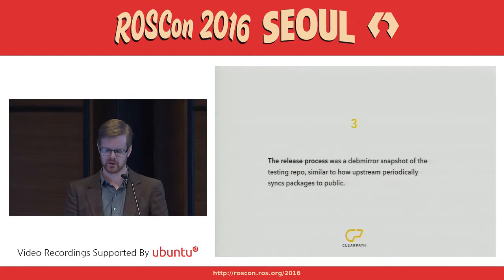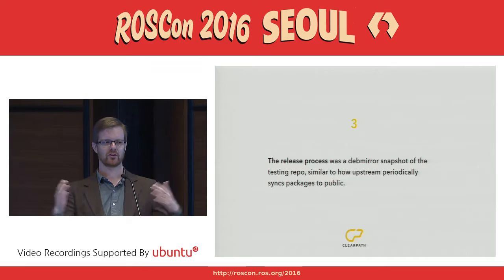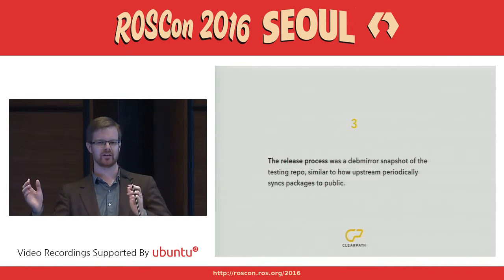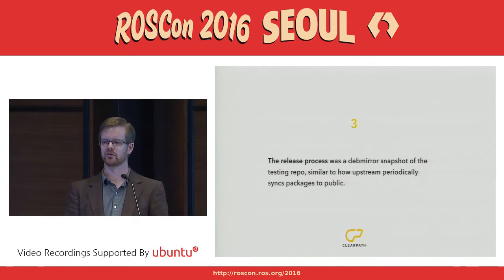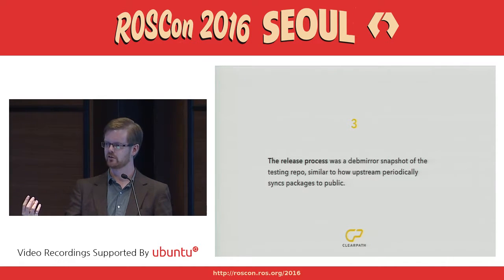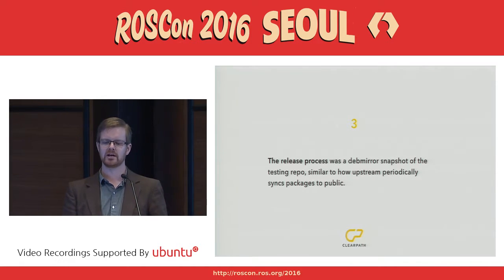So coupled repos. Our release process was basically, okay, here's the current state of testing, and we're going to snapshot it, and that's our 2.0 release or whatever, which is very analogous to the manual sync operation that Dirk talked about in the build farm.